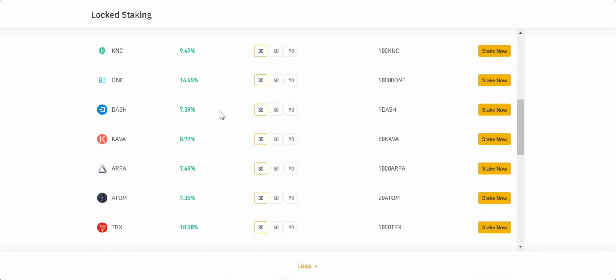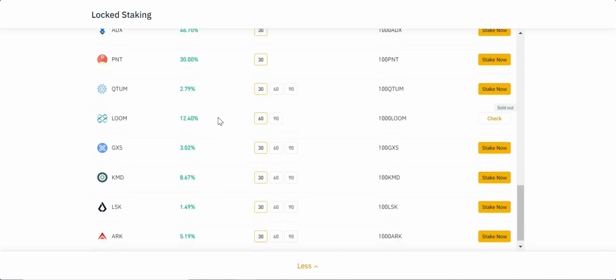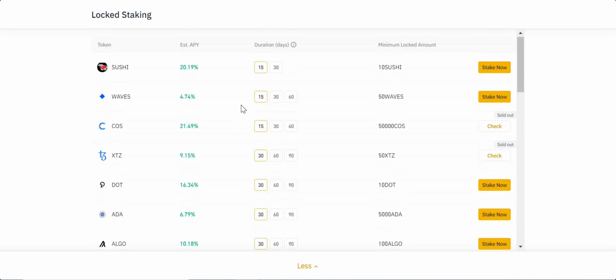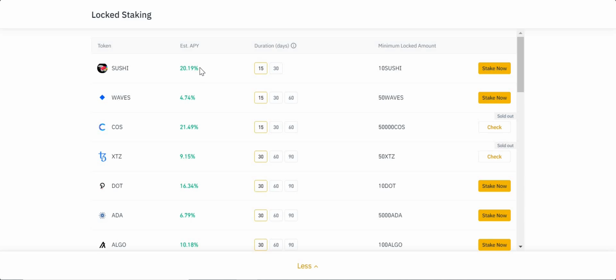Look at that. Look at all these coins. All that money you could be making. Look at that. 30% annual percentage rate. Annual percentage yield, sorry. 46.7 APY on ADX coin there. Good stuff. So, how does it work?